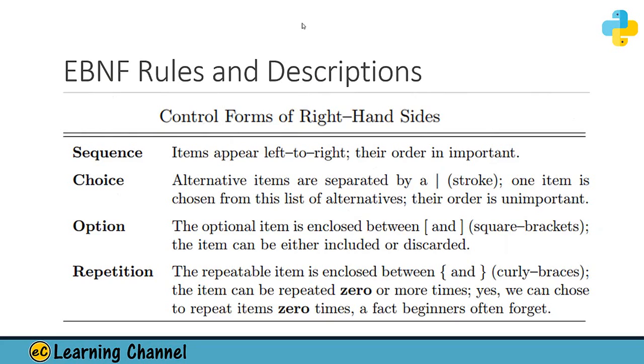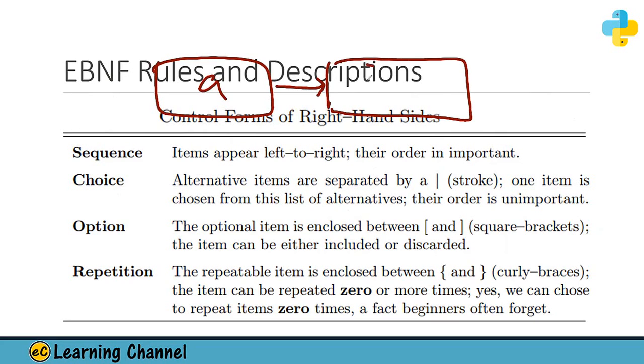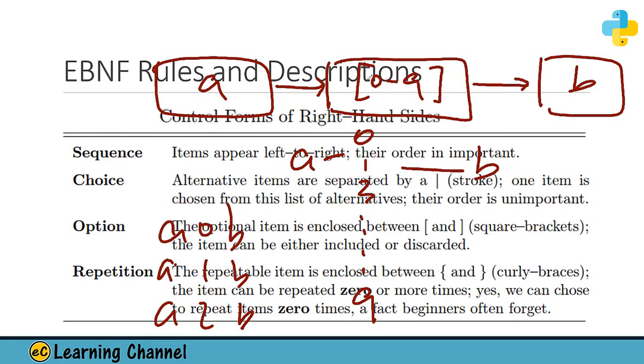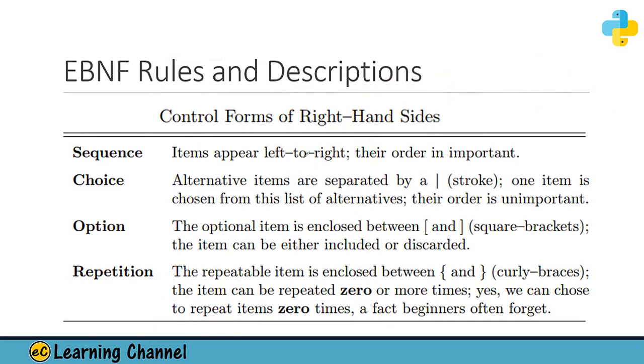The next one is options. Option means you can do A, then a bracket 0 to 9, and then B. That actually means A, then 0, 1, 2, 3, 4, 5, 6, 7, 8, 9, and then B. So maybe A0B, A1B, A2B will be this pattern. Is that okay? Yeah.